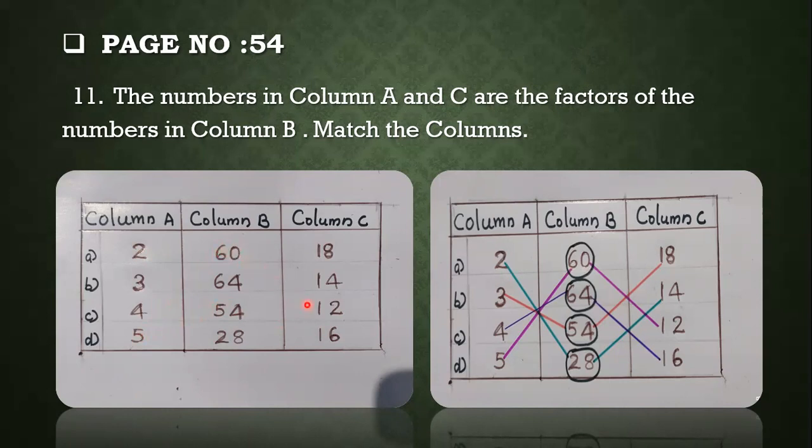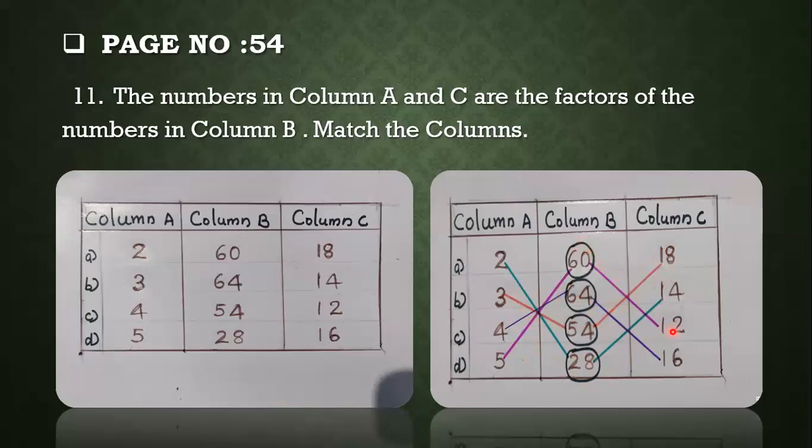This way we can match each number in column A with a number in column C so that the product is given in column B. So here I have marked with different colors so that you will not have any confusion. 2 and 14 are the factors of 28. Now 3 and 18 are the factors of 54. 4 and 16 are the factors of 64. And 5 and 12 are the factors of 60.